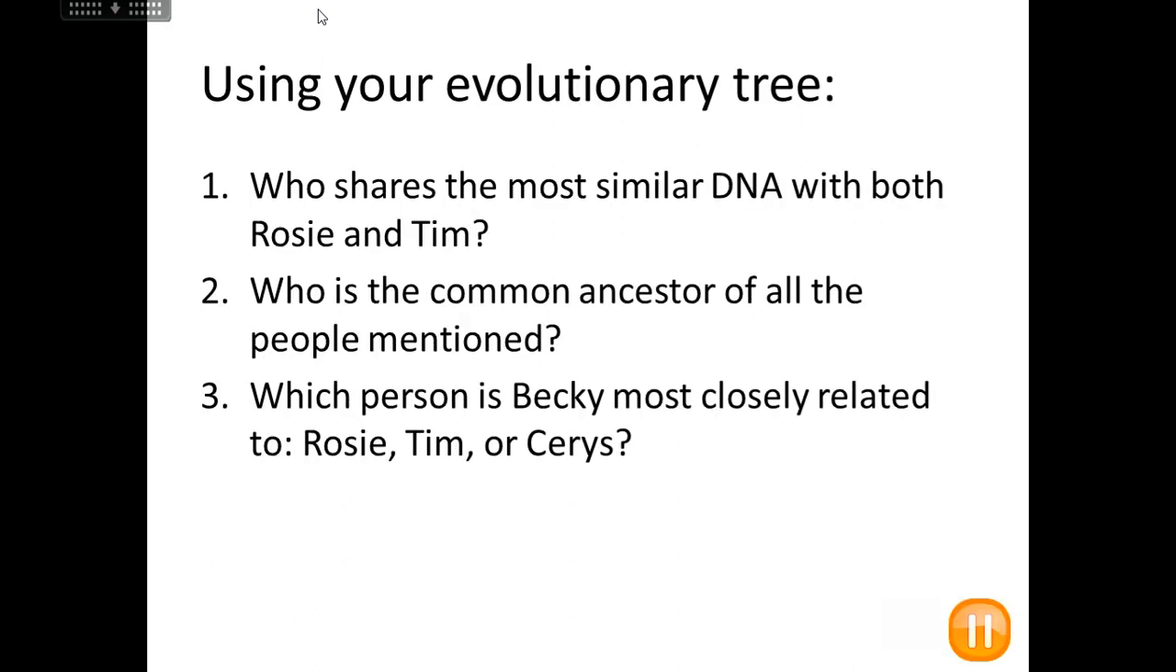So using your evolutionary tree, I want you to have a think about who shares the most similar DNA with both Rosie and Tim, who is the most common ancestor of all the people mentioned, and which person Becky is most closely related to. Is it Rosie, Tim, or Keris? So pause the video and have a little think.